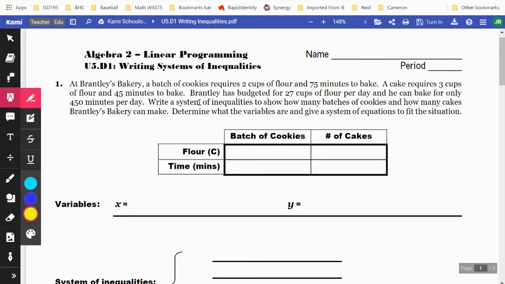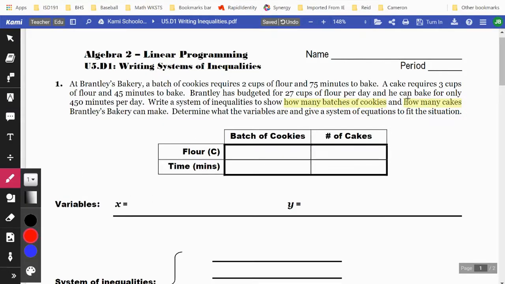It says to write a system of inequalities to show how many batches of cookies and how many cakes Brantley's Bakery can make. So those are the two things that we don't know: the number of batches of cookies and the number of cakes. Those are our variables. I'm going to label those in the same order that they appeared. The first one will be the first variable, or x.